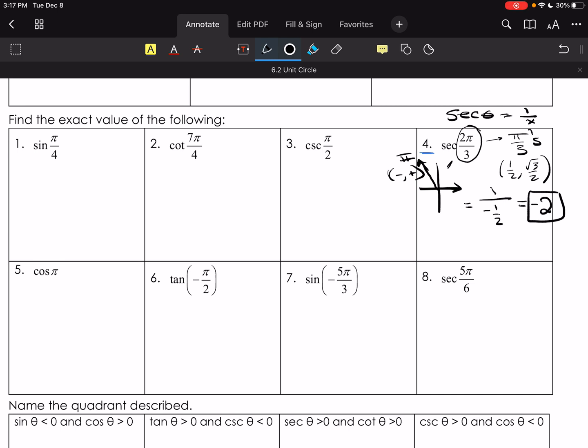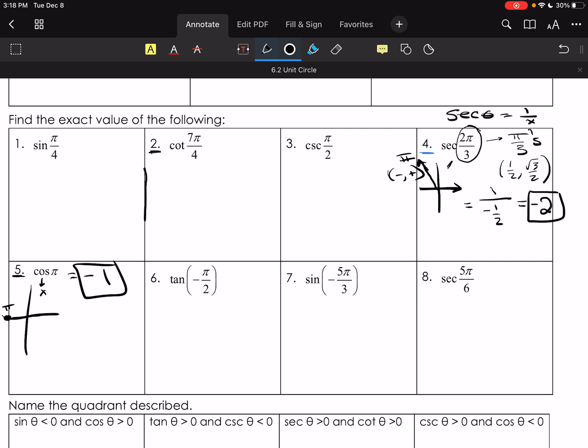Let's look at number 5. Let's deal with a quadrantal angle. So if I think about my unit circle, here is where pi is, right? And it's asking me to find cosine. So cosine is my x value at that point. So that would be negative 1. Cotangent. Let's do a cotangent. Number 2.